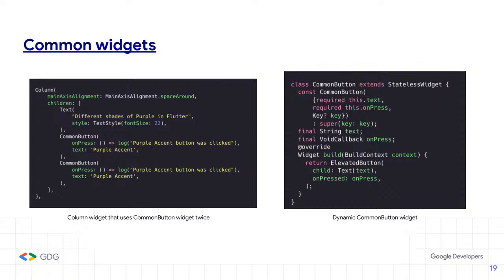So that's why for this particular button, the text is going to be purple accent. Now for the second button, it can be something else. And the on press property as well, it can change. So here you can have a different on press property, and here also you can have a different on press property. Essentially what happens is when you call common button, this on press property will be called when this button is pressed. And for this button, it's going to be a different on press property.